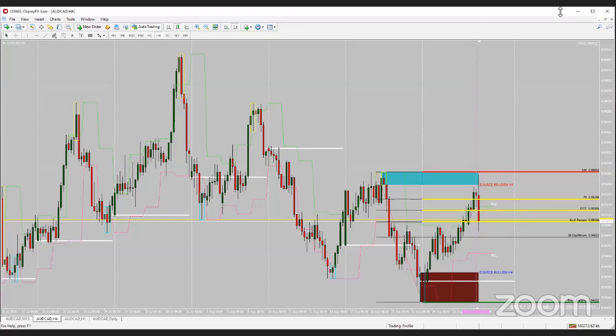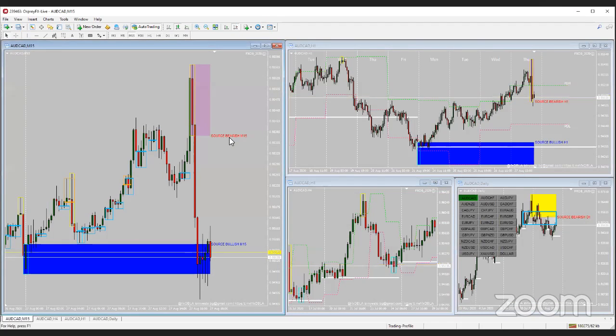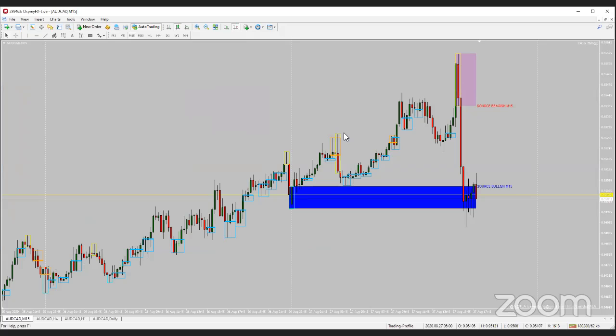Now, from a market maker method, we know that the market maker method says that we should move price 3 to 5 days in trending. In a trending pair, we move price 3 to 5 days or 3 to 5 times the ADR. So everybody tries to calculate the ADR.